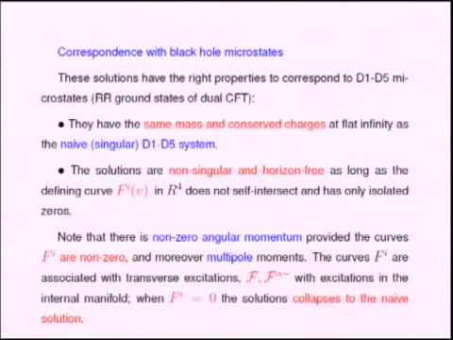Note that in general we have non-zero angular momentum, and we also have a lot of multipole moments, measured with respect to flat infinity. So as I said before, the curve F_i, this is the curve in R4, that's a transverse excitation. That's the blow-up of the branes in R4. The F and the other curves are excitations in the internal manifold. Now it actually turns out that if the blow-up is 0, the solution collapses to just the naive solution. I can't switch on the internal excitations unless I've also blown up the curve, which I'll explain a little bit later why that is.